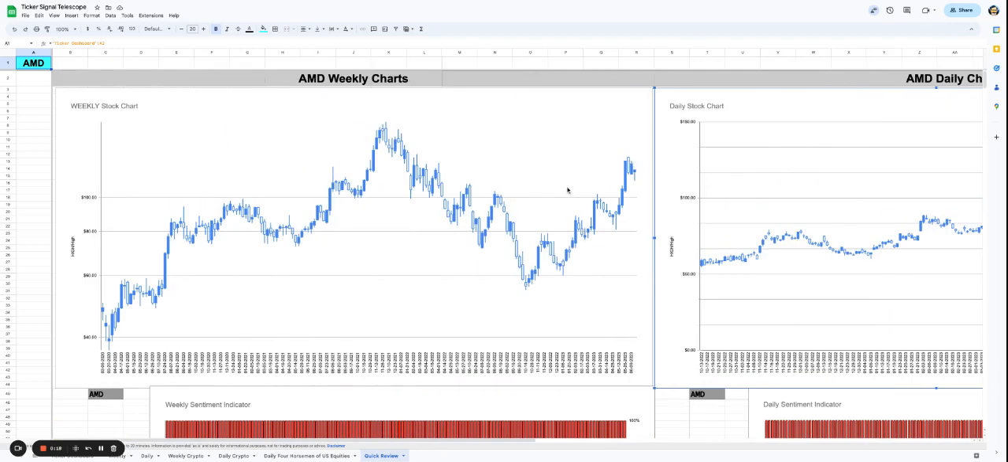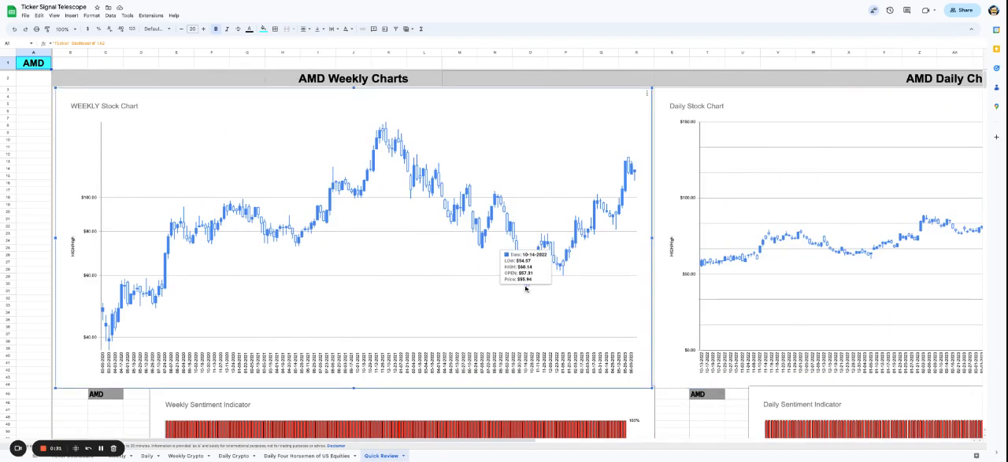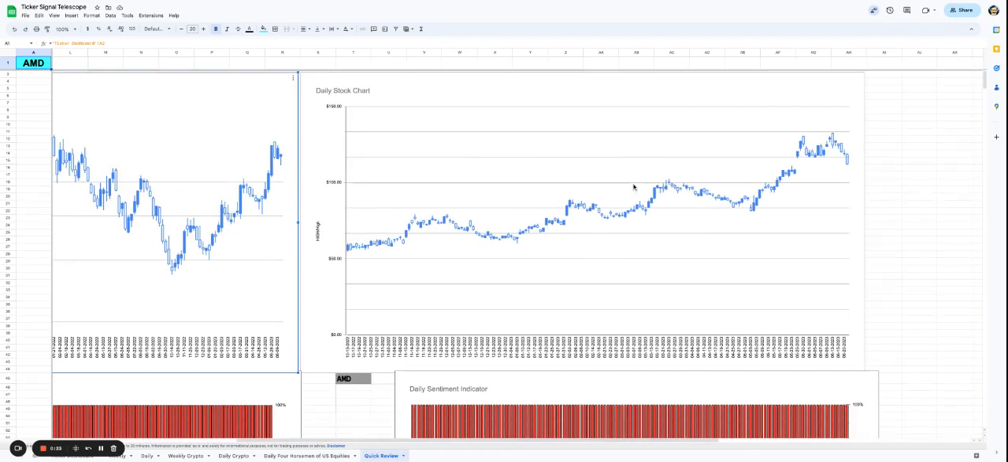We're going to look at the weekly here. We have seen quite the move off of the bottom in October of 2022. It wouldn't surprise me if you got a little bit of a pullback. That's generally been how AMD has moved.